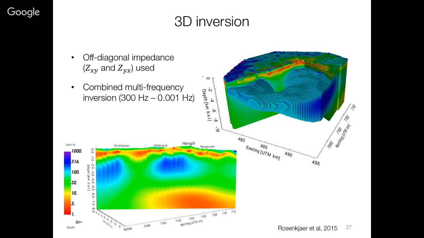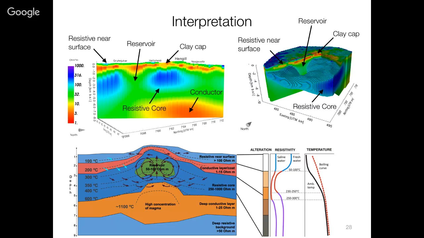If we just looked at a section through here, then we've got this conductive layer up here, and then sort of resistors down here, and another conductor there. So how do we put all that together? The idea is that this is the clay cap. This region in here is that kind of resistive core, but this region here and this region here are less resistive.